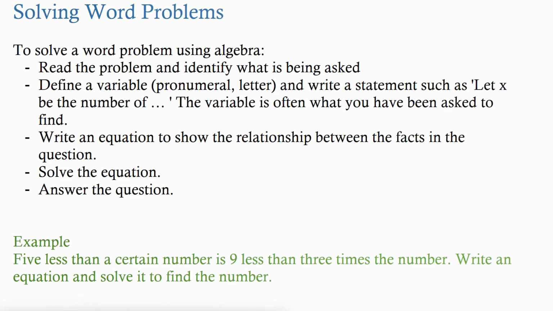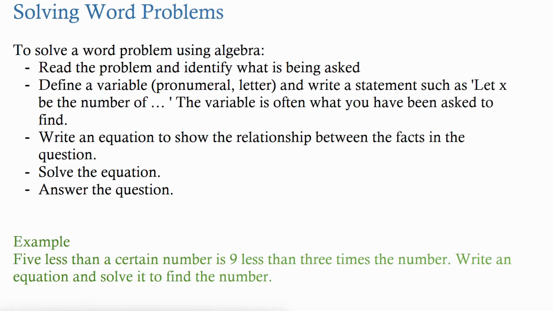You then need to define a variable. This is a pronumeral, or a letter sometimes. And we write a statement such as let x be the number of something. For example, if we're talking about boxes, you could say let B be the number of boxes in the company. So the variable is often what you've actually been asked to find.